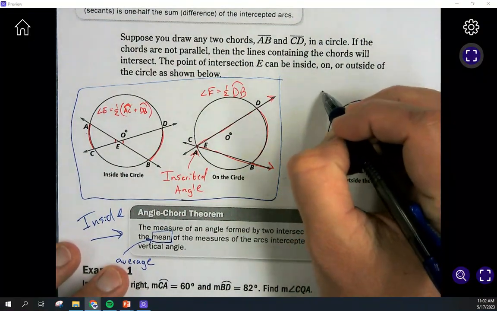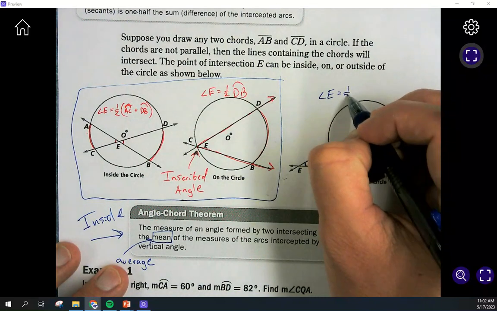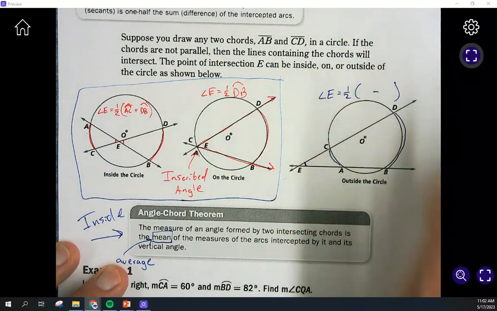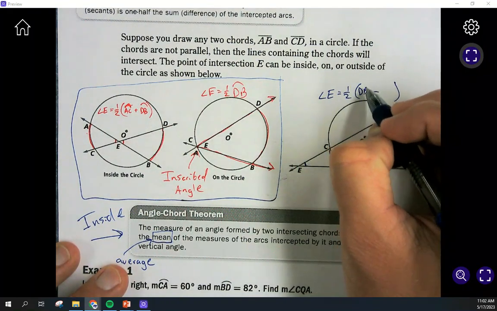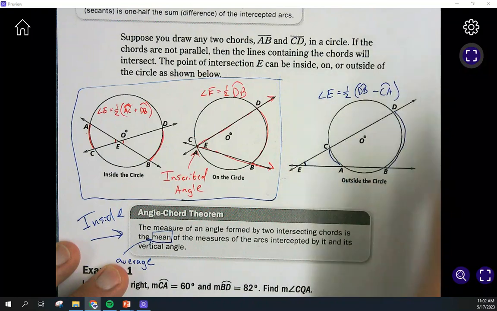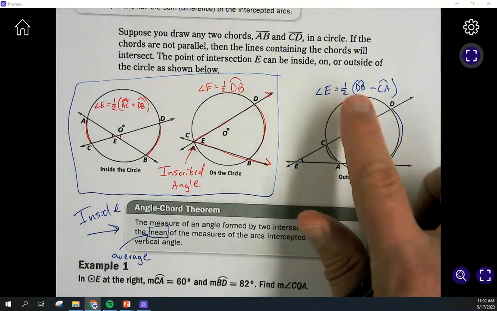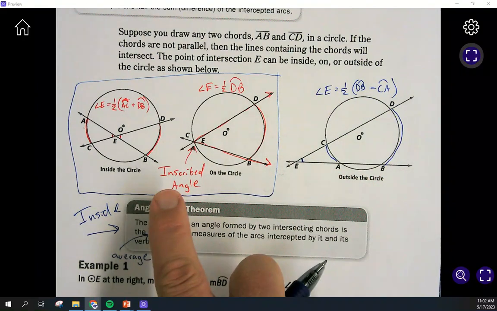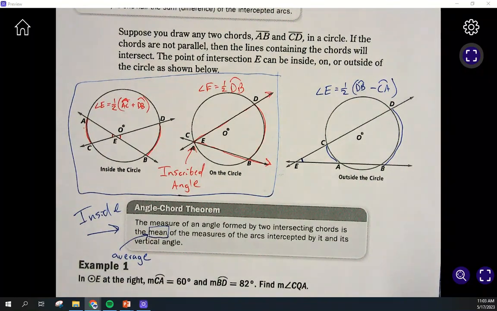So angle E on this picture is on the outside. So it's going to be equal to 1/2 of these two subtracted. The bigger one up front, DB, minus the smaller one, CA. All right, so minus, take half when it's outside the circle. Add them, take half when it's inside the circle. Pretty straightforward if you're given the two arcs.